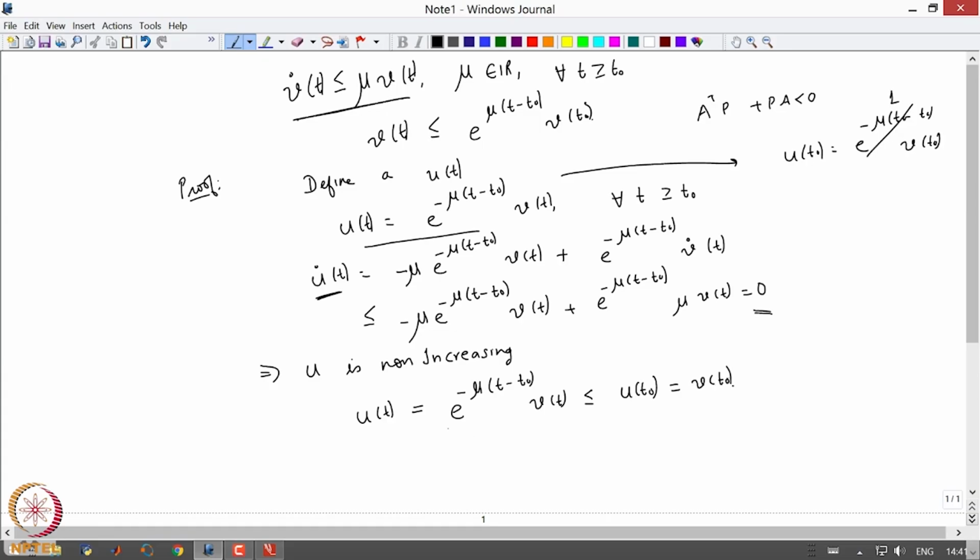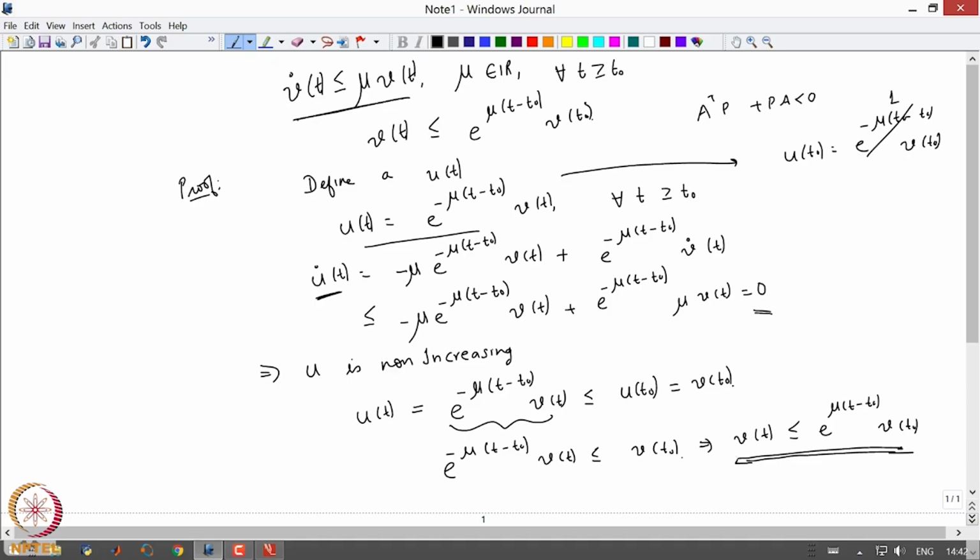Okay, now take a look at this. So, what do I have? e power minus mu (t minus t naught) V of t is less than or equal to V of t naught. Okay, this is essentially what I wanted to prove, right. So, I can just rearrange and write this as the following. Right, and this is what we wanted to prove, and this concludes the proof. Okay. So, it is a very nice intuitive proof, and of course, we saw how this was instrumental for us in deriving stability conditions for linear systems.